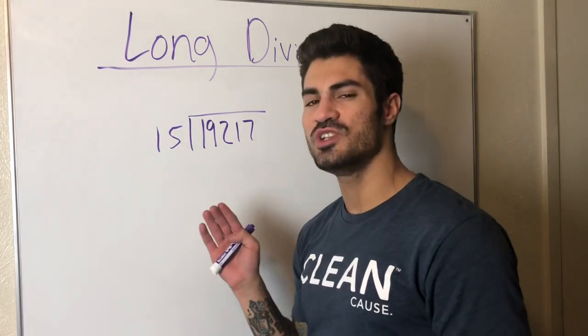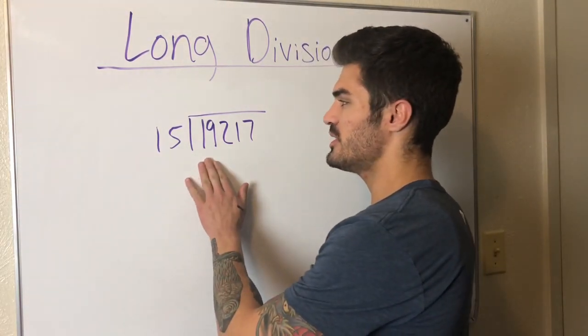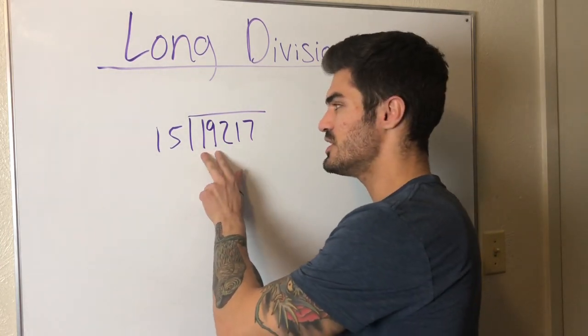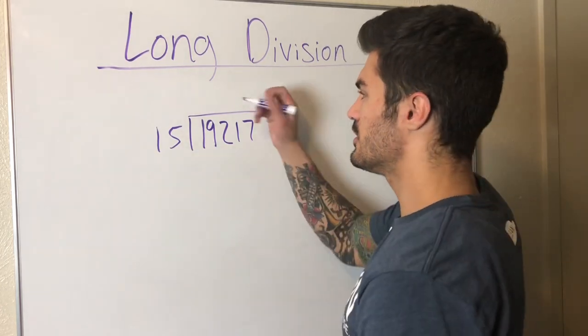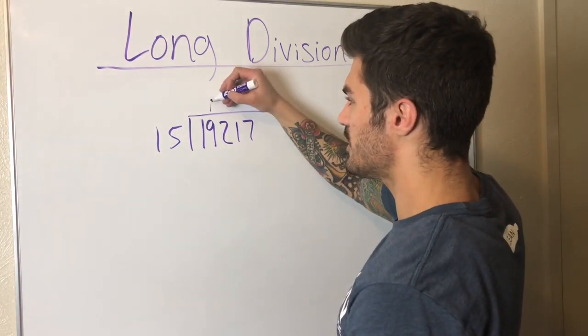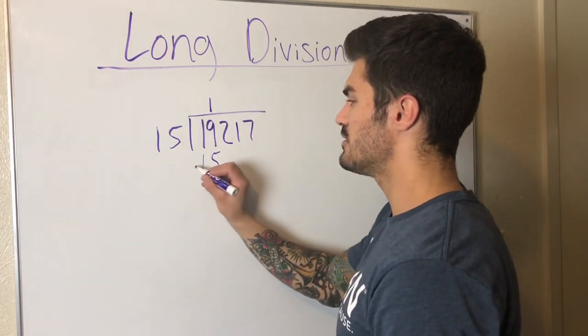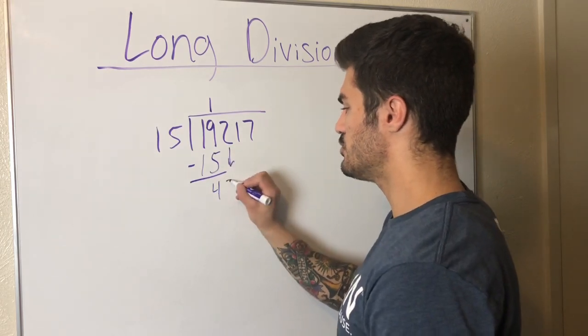Okay, let's do one example. This time we have a 2-digit divisor. So 15 goes into 1. How many times? It doesn't, right? 15 doesn't fit into 1. So we move on. We group these two together. 15 goes into 19. How many times? 1. Put the 1 here, and then I multiply. 1 times 15, 15. Subtract down 4, and then I bring down the 2.